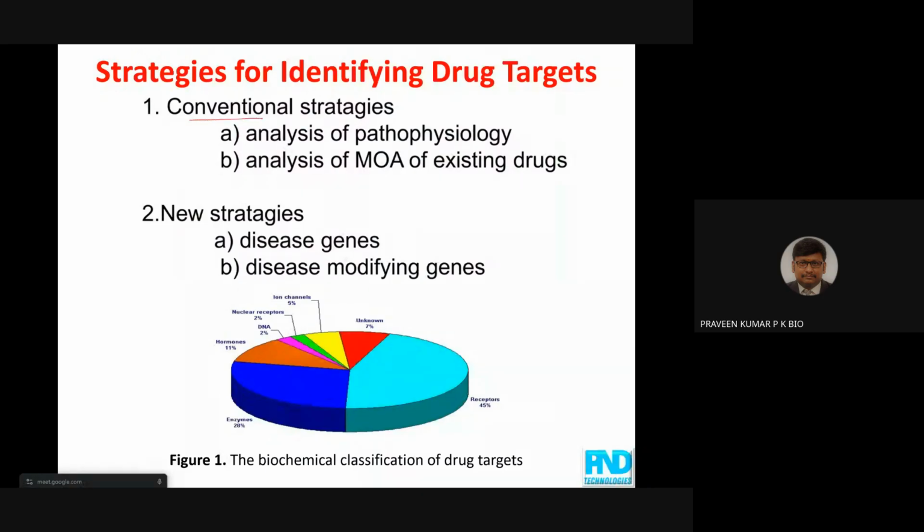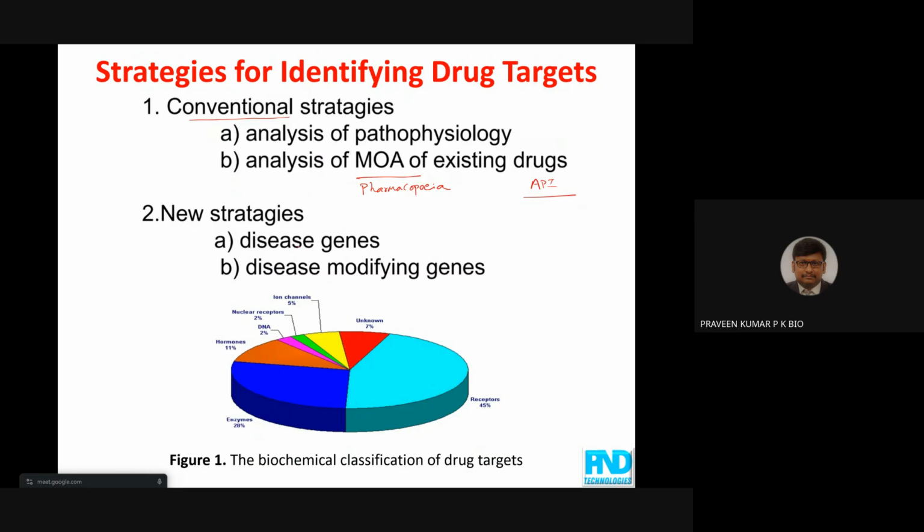Number one is the conventional strategies. Under the conventional strategy, we can either analyze the pathophysiology or analyze the existing drugs. We generally have to understand the pharmacopoeia method of analysis. One should know how the drugs are synthesized, what the different methods used are, and how about the yield. All these things come under the method of analysis in pharmaceutical industries. They have standards for preparing the API. Whatever we call drugs, they call an API, active pharmaceutical ingredient.